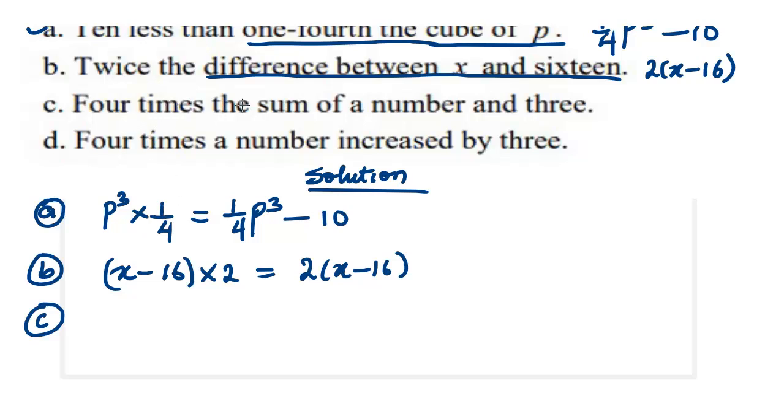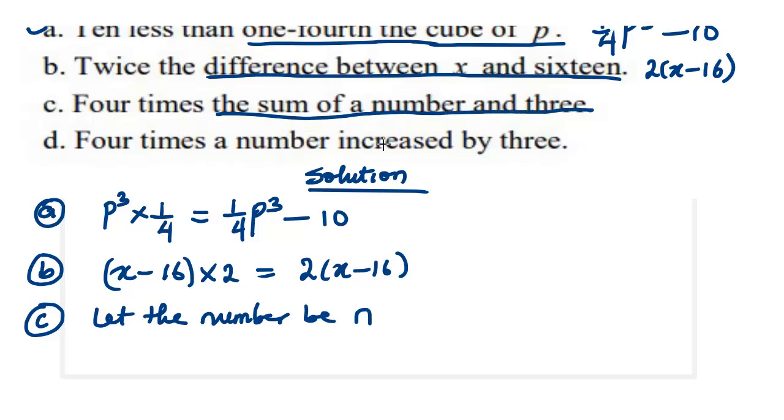The next one says 4 times the sum of a number and 3. I would say let the number be n. So 4 times the sum of a number and 3. So we first interpret the sum of a number and 3. So the sum of this number and 3 will be n plus 3, right? Then 4 times the sum, because the sum of the number is n plus 3 really, and the 4 times the sum of the number and 3 will now be times 4. So this will give us 4 into bracket n plus 3. That is that about that.